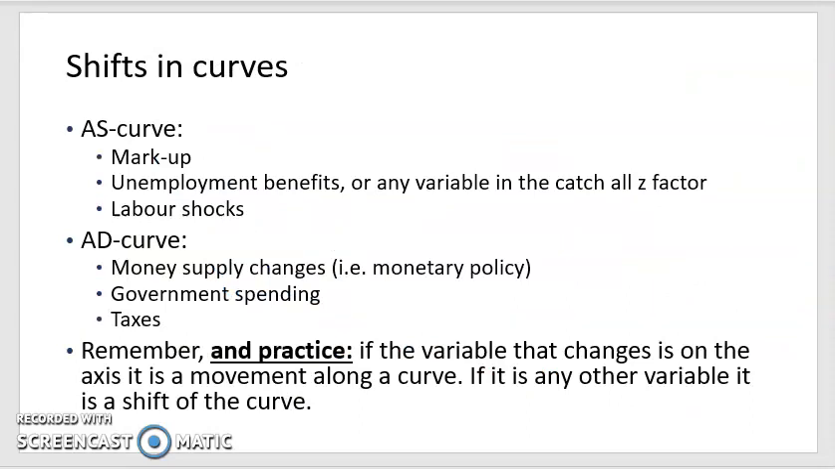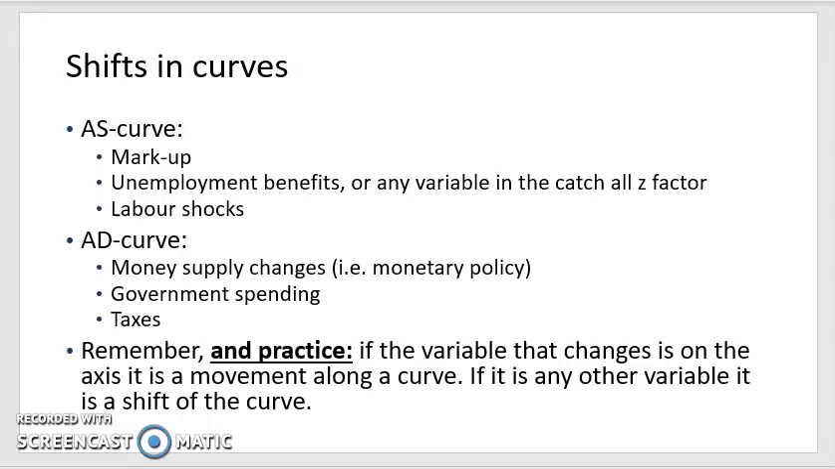What have we learned about the shifts in the aggregate demand and aggregate supply curves? In the aggregate supply curve, the markup, unemployment benefits, or any variables in the catch-all Z factor, or we can also say labor shocks, can impact the shift in the aggregate supply curve. Money supply changes, government spending and tax changes can shift the aggregate demand curve.